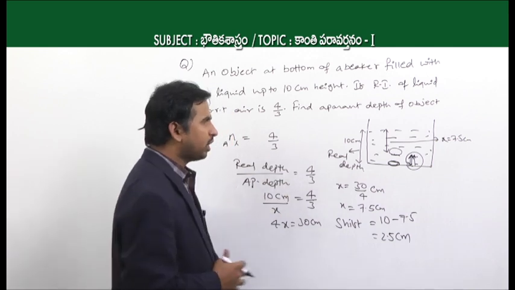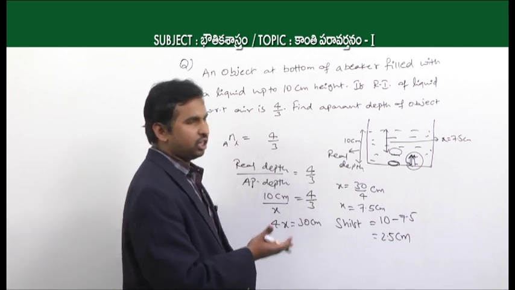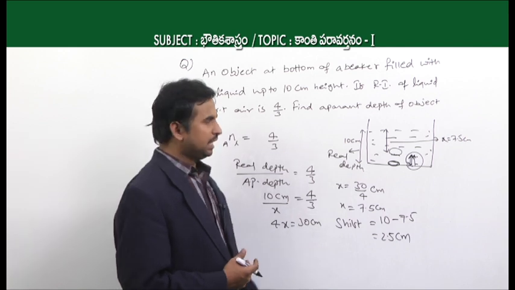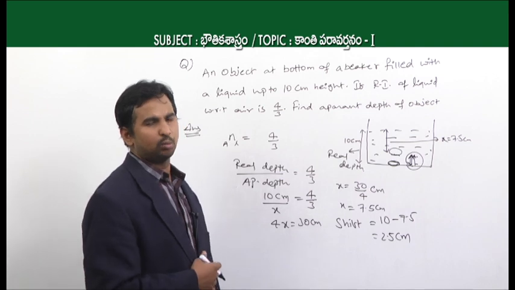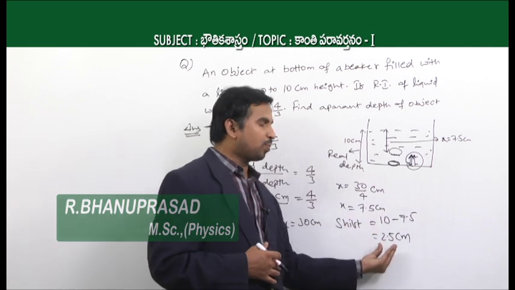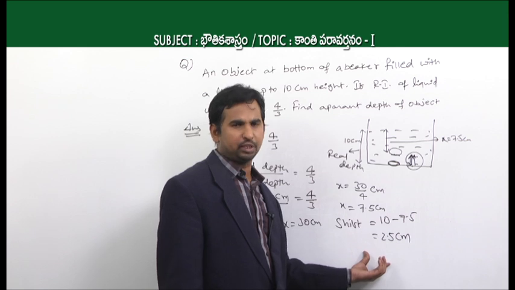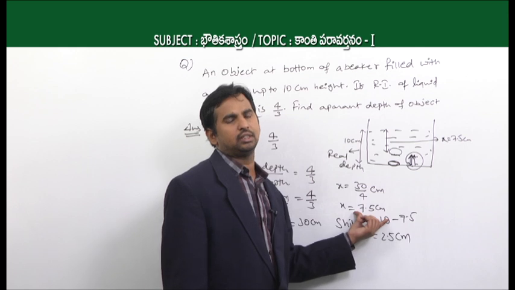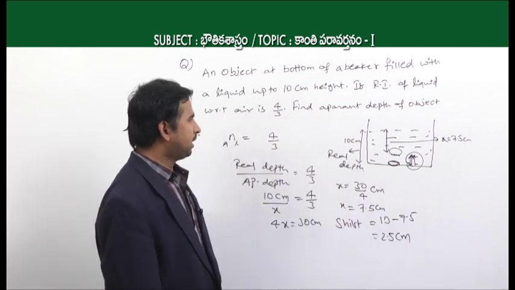So like this, when an object is placed inside any liquid, there is always a change in the position of the object because of the refraction effect. In this case, with an original depth of 10 centimeters for the object placed at the bottom of the beaker, it appears to be raised by 2.5 centimeters, so that instead of showing the object depth as 10 centimeters, it shows the depth as only 7.5 centimeters. This effect we call the apparent depth effect in case of refraction.